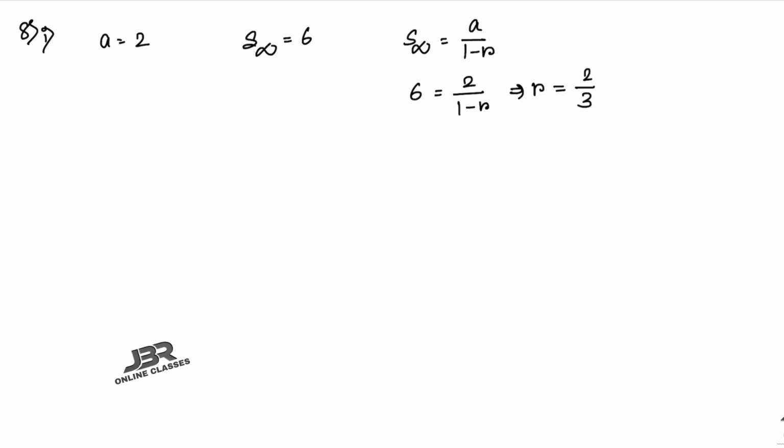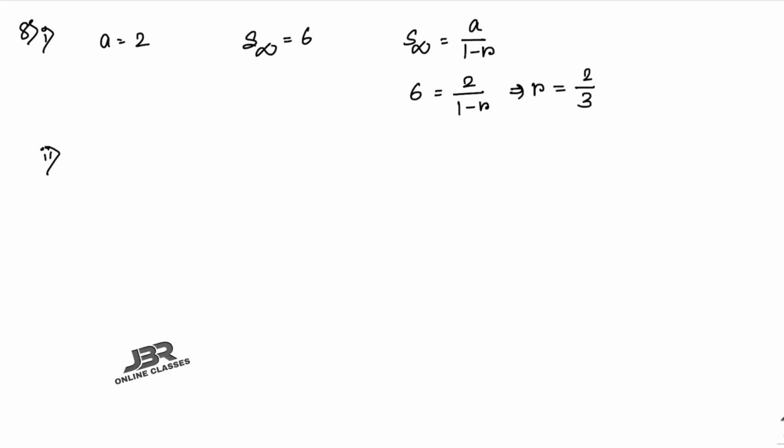So here sum number 8 1. The first term of a GP is 2. So here a equal to 2 and the sum of infinity is 6. Find the common ratio. So here S infinity equal to 6. So you know the formula S infinity, that one equal to a by 1 minus r. So 6 into here 2 by 1 minus r, and from this equation you can easily find out the value of r, that is 2 by 3.